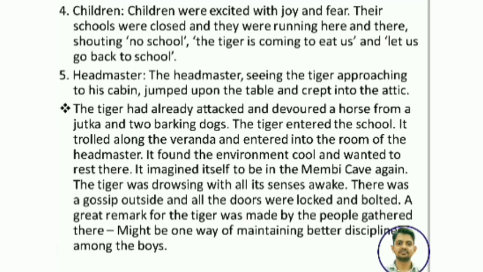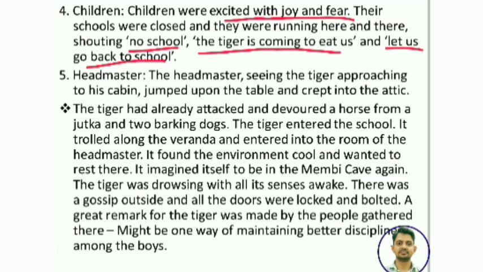Then children. Children are children. They were excited with joy and fear. The tiger noticed this. The schools were closed, so they were very happy. Children were running here and there. They were shouting, "No school, a tiger is coming to eat us, let us go back to school." They were shouting, laughing. They were afraid, they were running, but they were enjoying because there was no school.